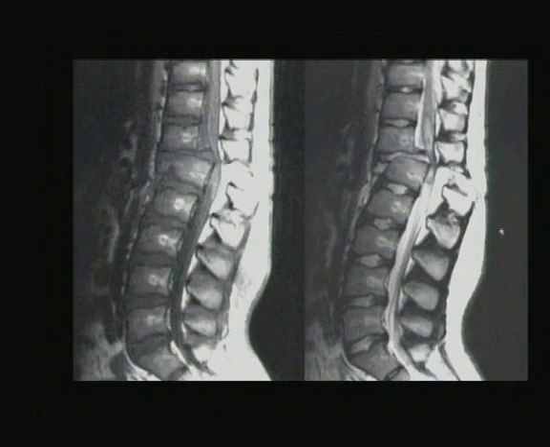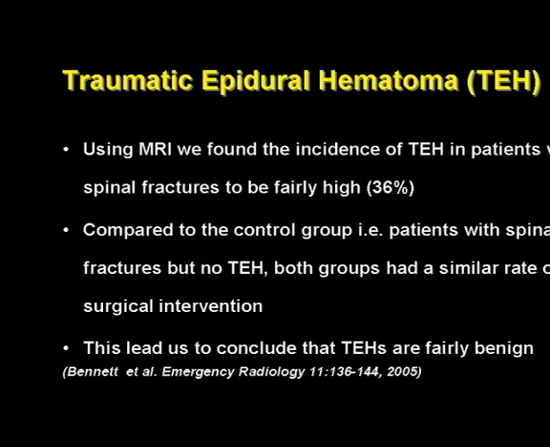They run them to CT very quickly because the people have neurological symptoms, and here you can see that the conus is crushed, and this is an indication to reduce him fairly quickly.